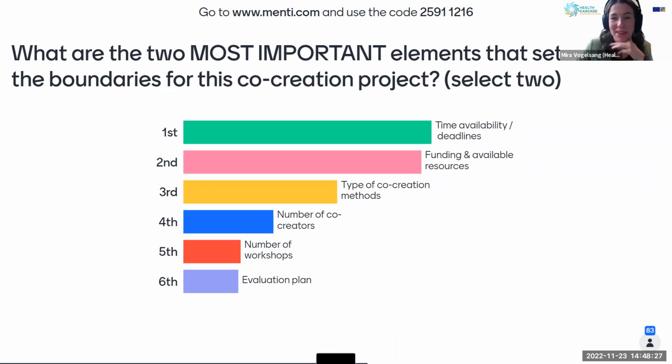Yeah, absolutely. They found it. Indeed, funding and available resources and time availability and deadlines were the two most important elements that set really boundaries to the project. And these then both defined the other key elements. They determined, for example, the number of workshops we could do or how long these could take, the time that the company could give to these workshops, or that we needed to consider holidays and work around those.